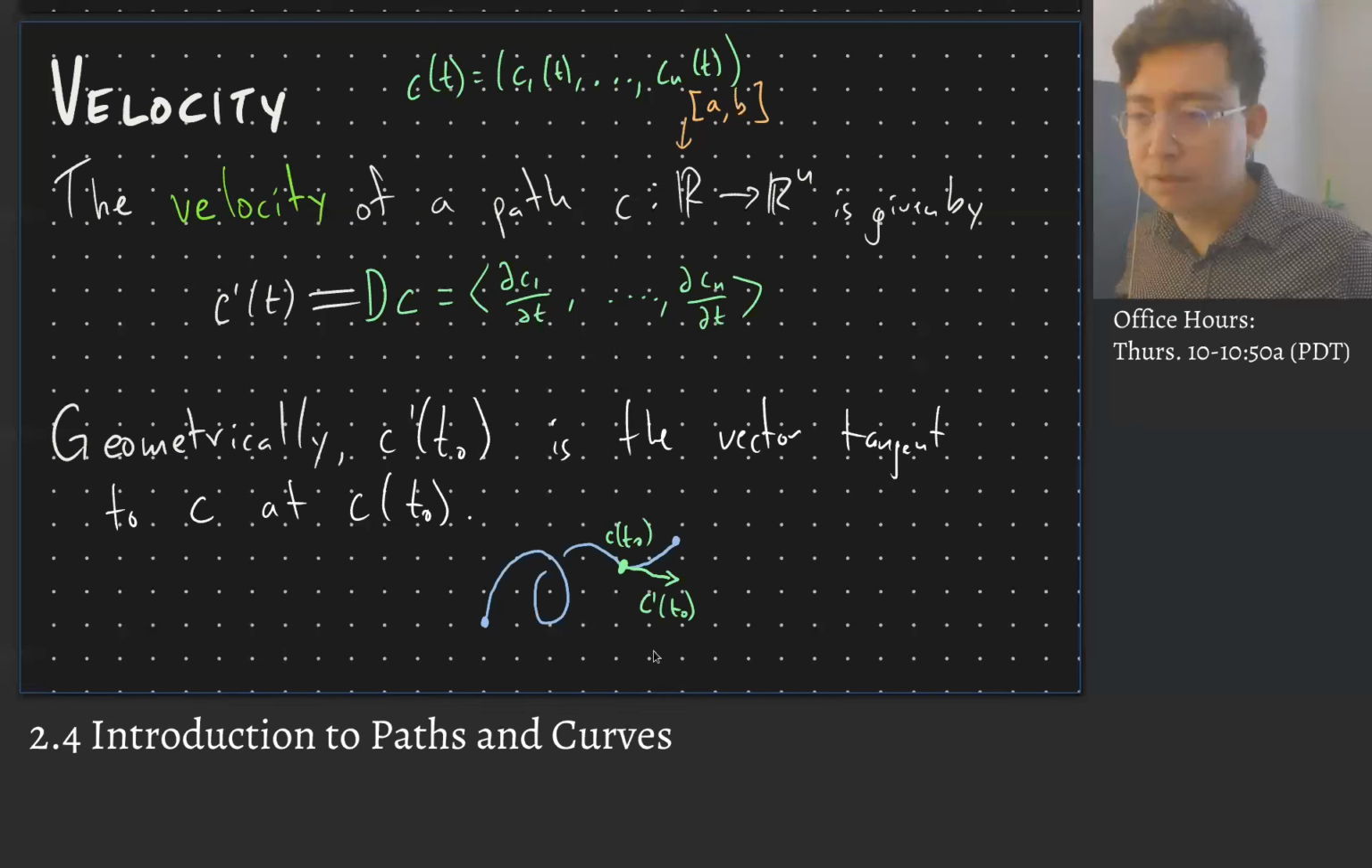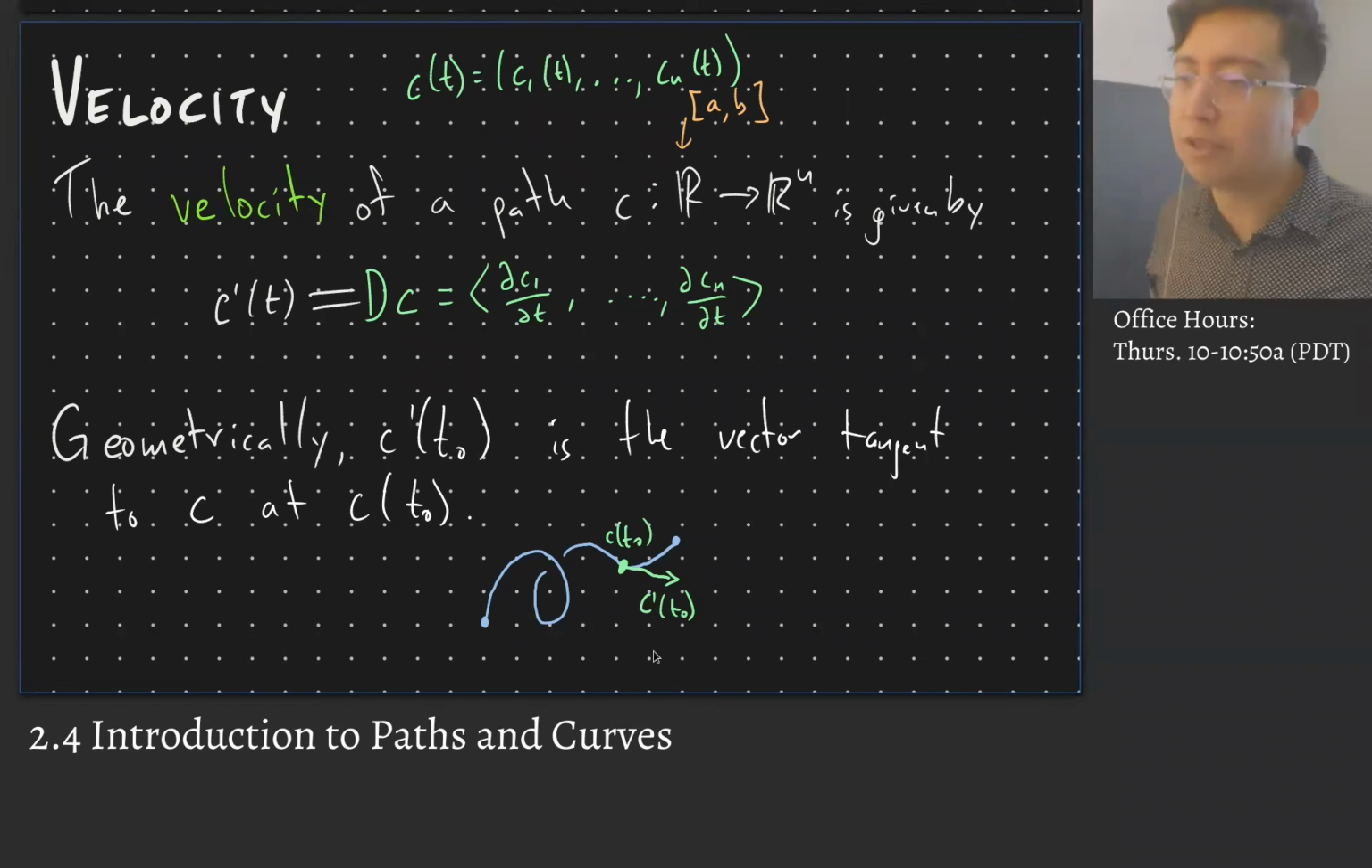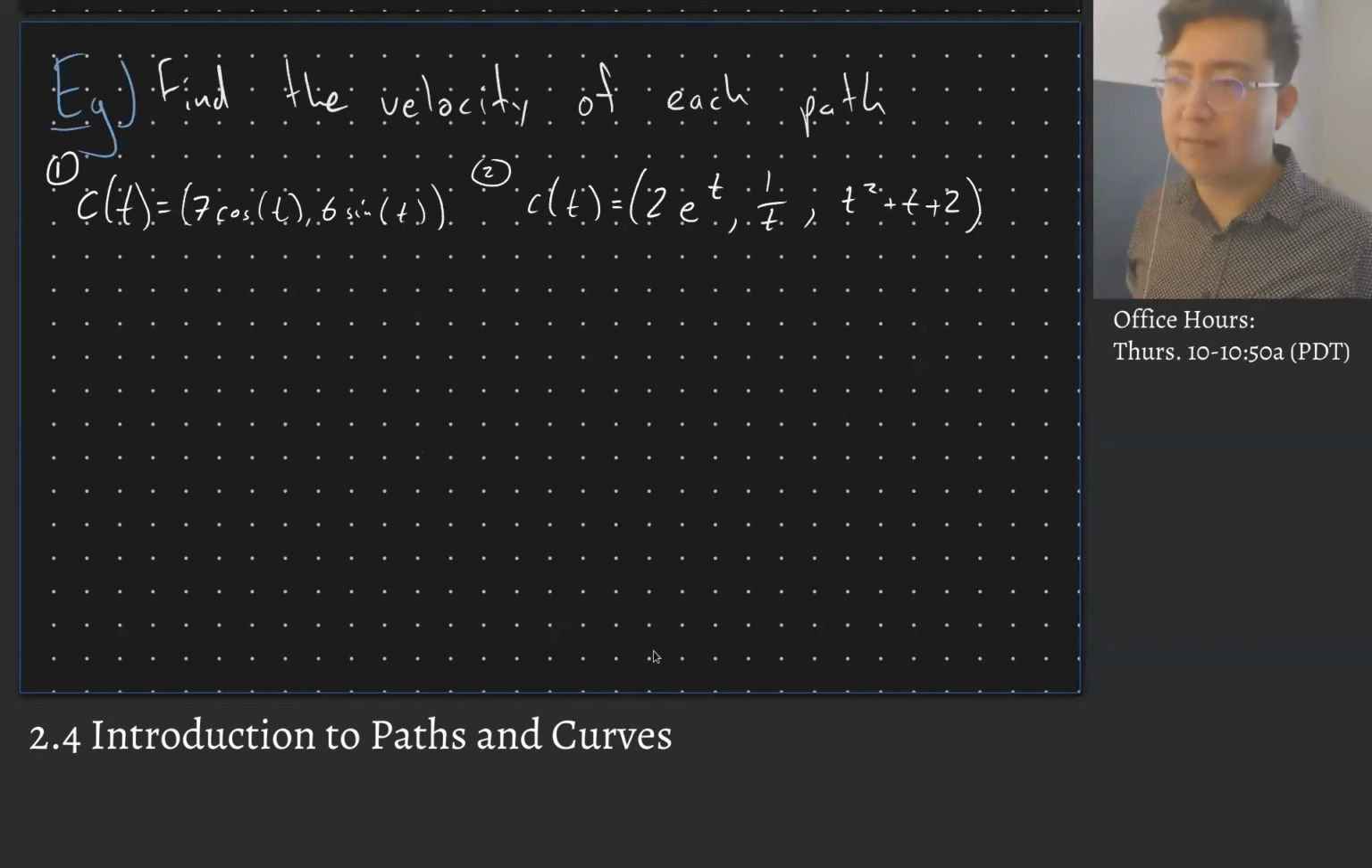Cool. So let's do some examples. To start, we'll just do some computational examples. Let's just compute some of these, but then we'll see what we can do with this extra information. To start, let's just compute the velocity of this.